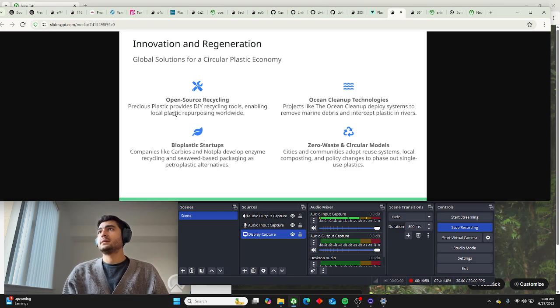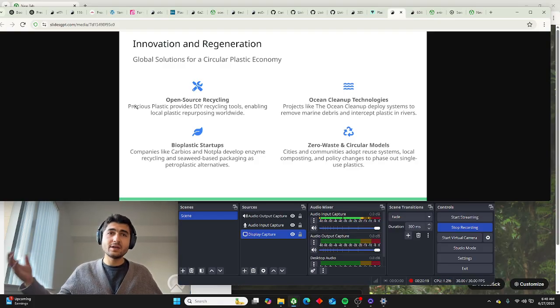And so let's check the innovation and regeneration. So what can we do? We can do open source recycling. Precious Plastic provides DIY recycling tools enabling local plastic repurposing worldwide. I mean, there are plastics everywhere, abundant. You can go outside and get anything you want and make something with it. At least you can recycle something, you know.